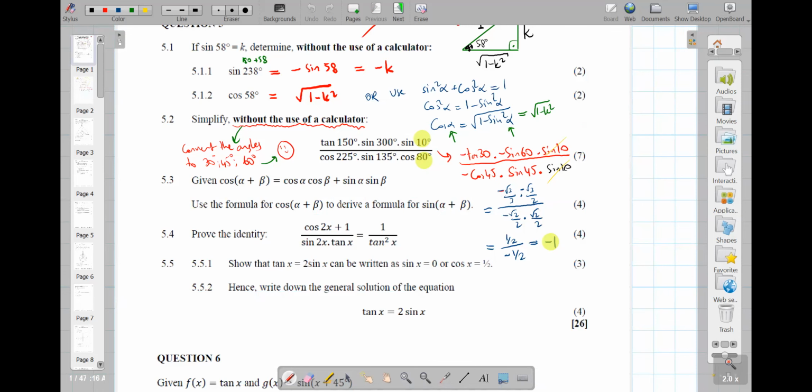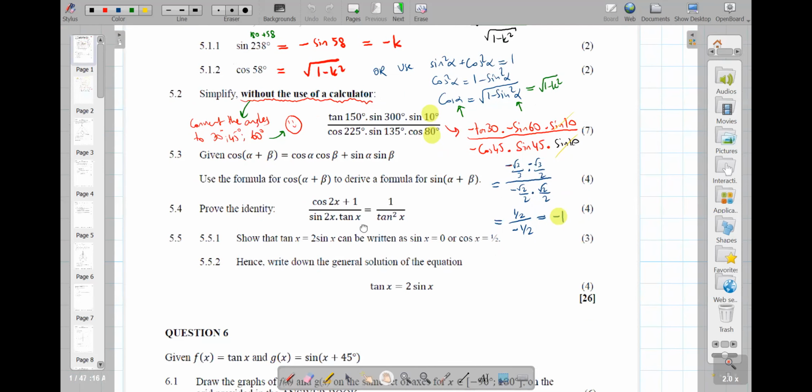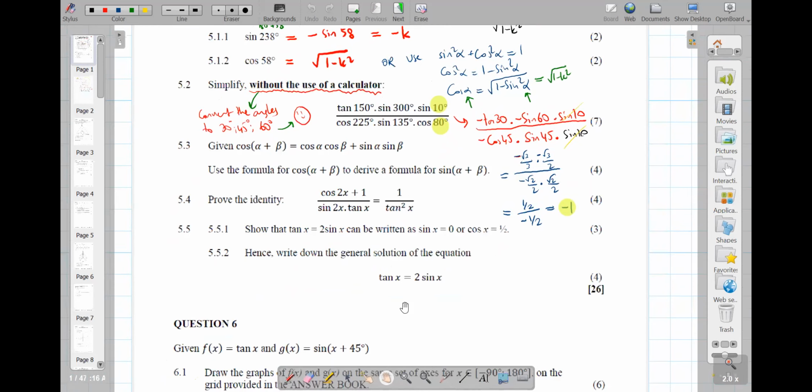5.4 is a proving question, prove identity, left side, right side. So in prove identity questions, there are double angle rules, yes. There is tangent, sine over cosine. So we will try to look at all these. So what can be done over there for these double angle questions?